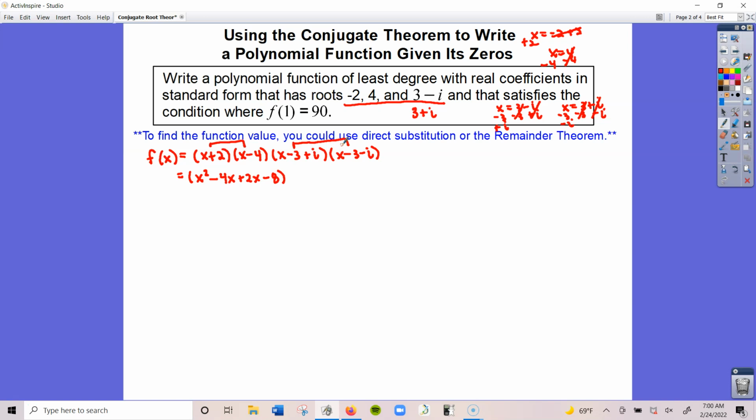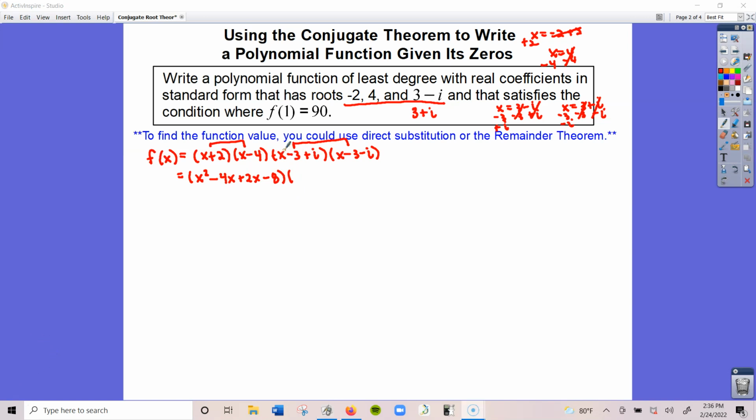Okay, so the order in which you multiply does not necessarily matter. However, if I multiply, let's say, x minus 4 with x minus 3 plus i, not that it's wrong, you can multiply these two if you want first, for whatever reason, but you're going to have i within your polynomial until you multiply the conjugate. If I multiply the conjugates together first, once I simplify that, you're going to see that you're going to have no more complex numbers, no more imaginary numbers. So that's why I always choose to multiply these two together at the beginning.